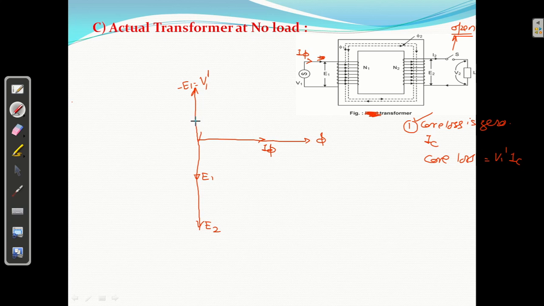So IC will be here. IC compared to I5 is very, very less. Clear? Because core loss is zero in an ideal transformer, I am going to talk about the actual transformer at no load. Core loss is there, and the power loss is V1 into IC. The angle between the two is zero, so both V1 dash and IC will be in the same phase. Clear? So here another current has come.